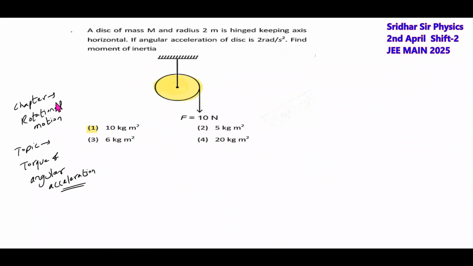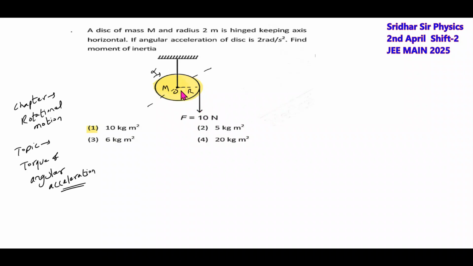Now this question belongs to the chapter rotational motion, and the topic is torque and angular acceleration. Here is a circular disc of mass m, radius r. It's hinged, this point O is hinged, keeping the axis horizontal. This is the horizontal axis. We know the angular acceleration of the disc. Find the moment of inertia.